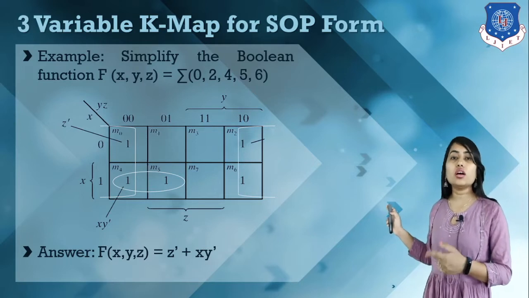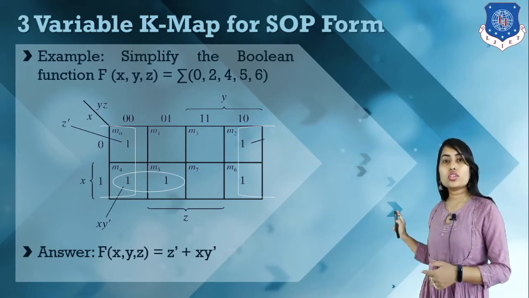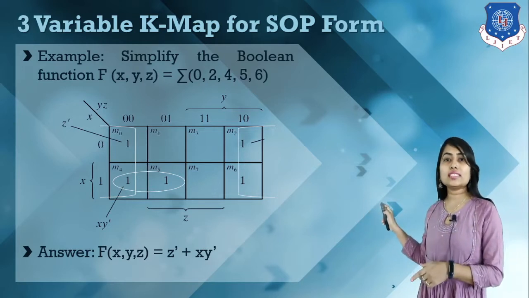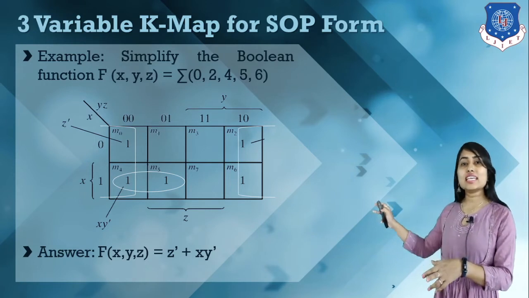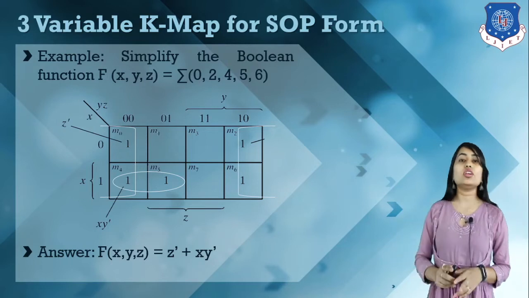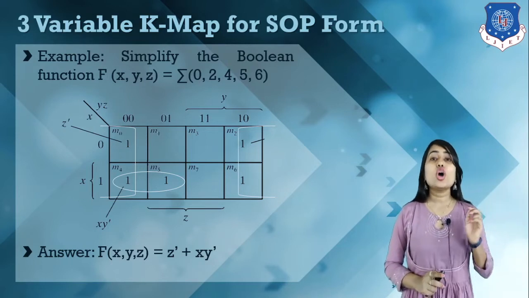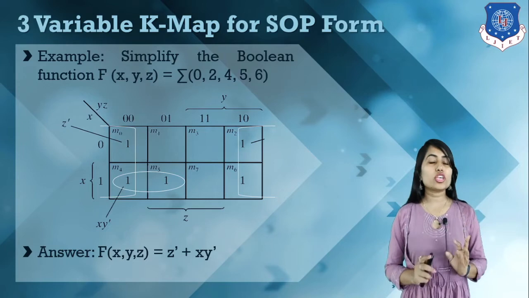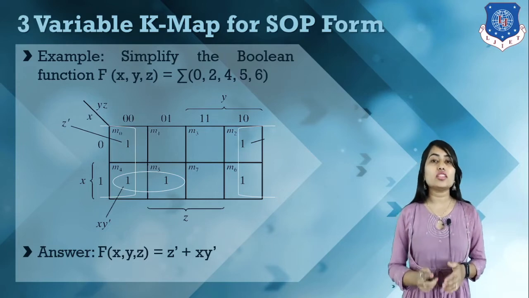Then we make a group of 2. Yes, we can make a group of 2 like this. Here in this direction x is common, and in this direction y dash is common. So we have the logical function, that is z dash plus x y dash. Okay, so this is how we can simplify the logical functions.